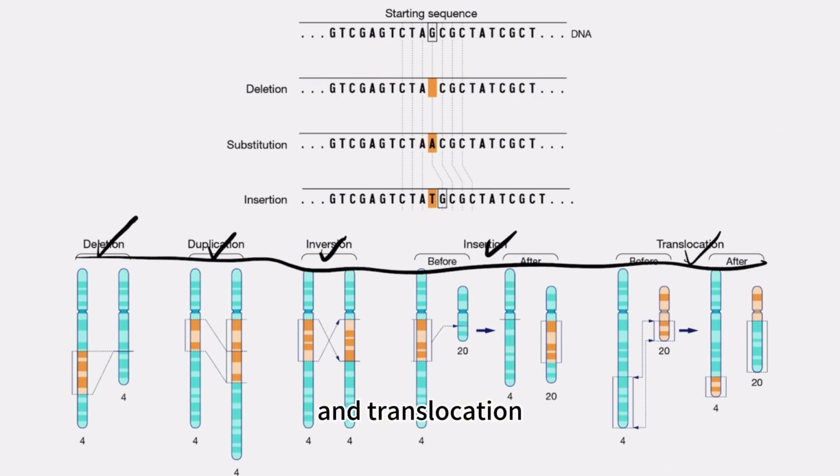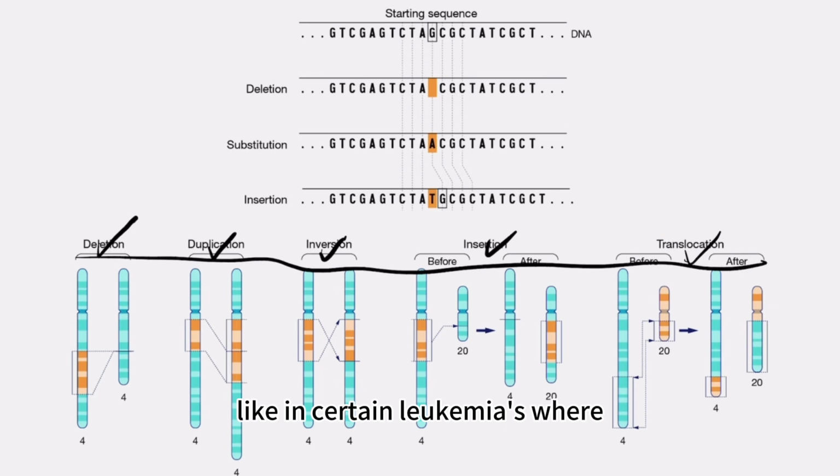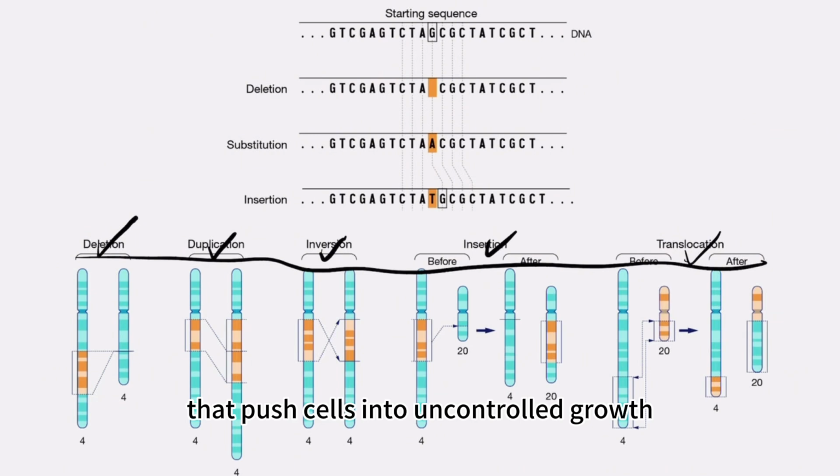And translocation. 2 different chromosomes swap segments. This can cause serious consequences, like in certain leukemias, where translocations create hybrid genes that push cells into uncontrolled growth.